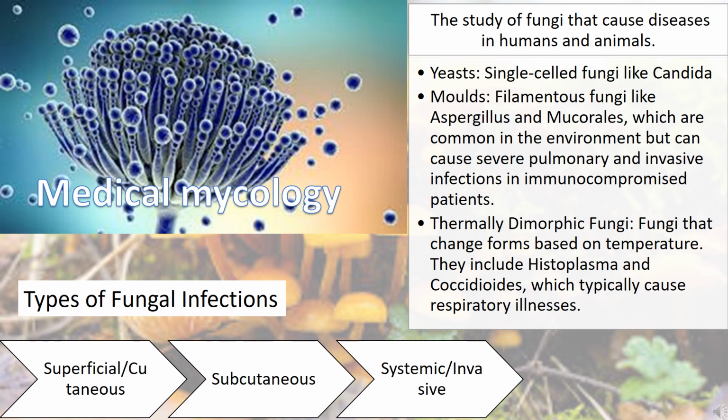Types of fungal infections. Medical mycology categorizes these conditions based on the depth of tissue invasion. Superficial or cutaneous, affects the skin, hair, and nails, e.g., ringworm, athlete's foot, and mycosis. Subcutaneous, infections of the deeper layers of skin and muscle, often resulting from traumatic inoculation, e.g., sporotrichosis. Systemic and invasive, life-threatening infections that spread through the bloodstream to internal organs, often primarily affecting immunocompromised hosts.